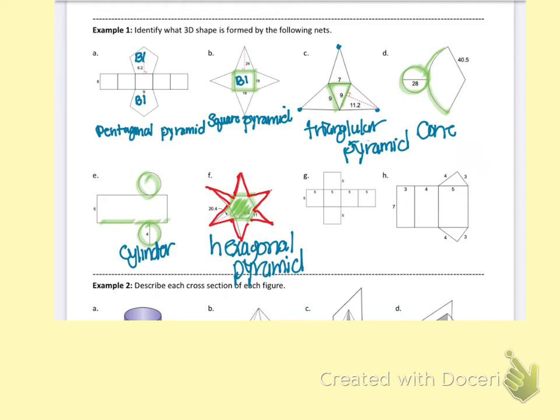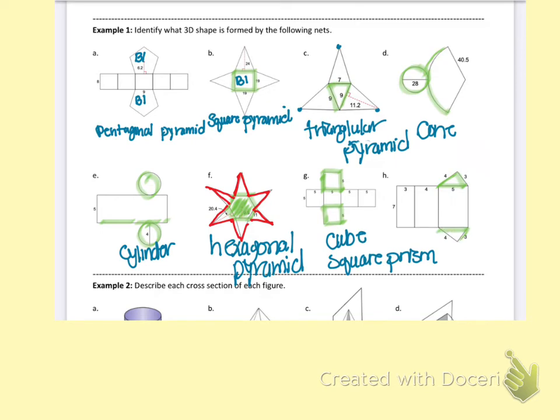Next, we have a cube or a square pyramid. Oops, I'm sorry, prism. But I see those bases on opposite sides of that lateral surface. It's the top and then the bottom. And that's also what I see here in this example.